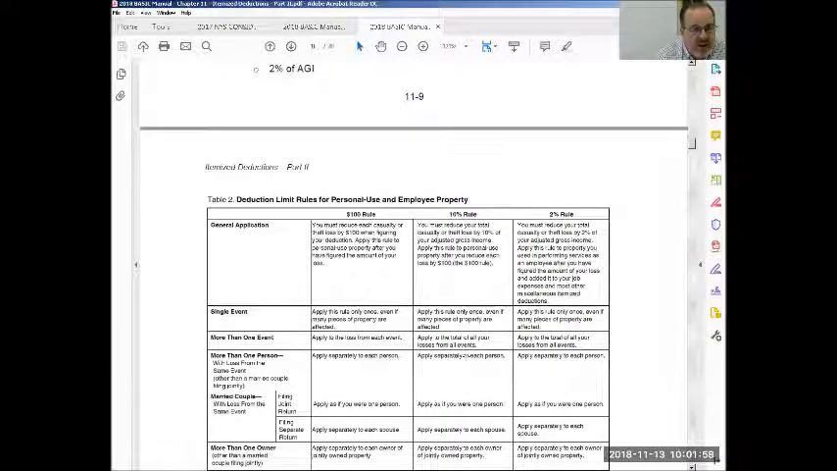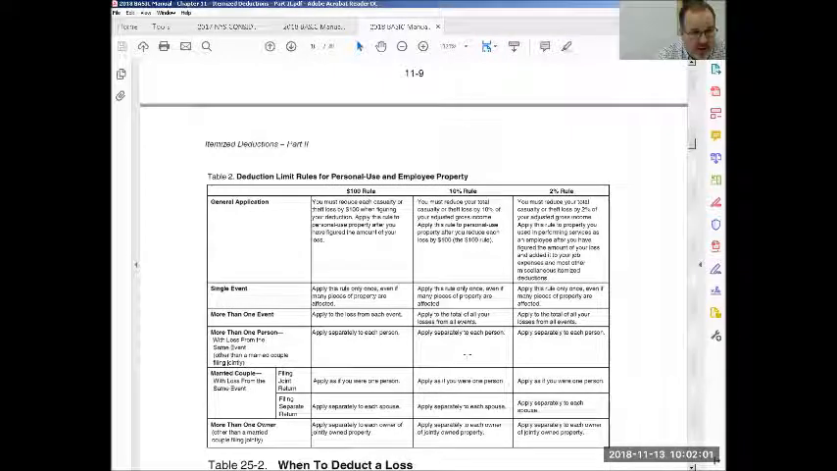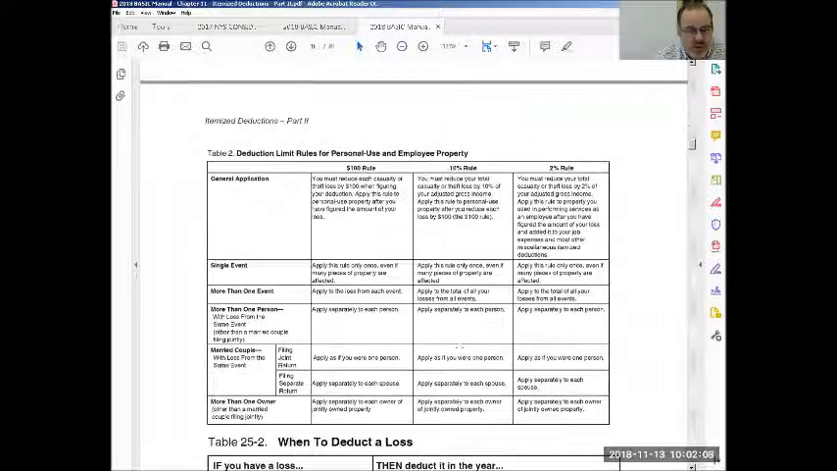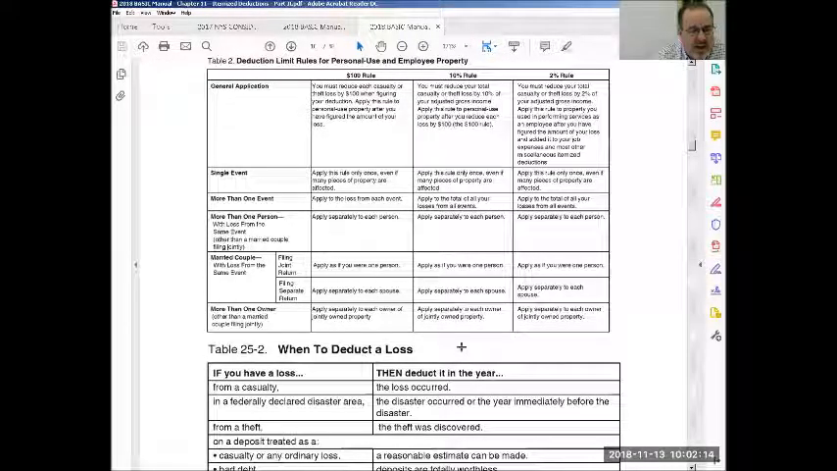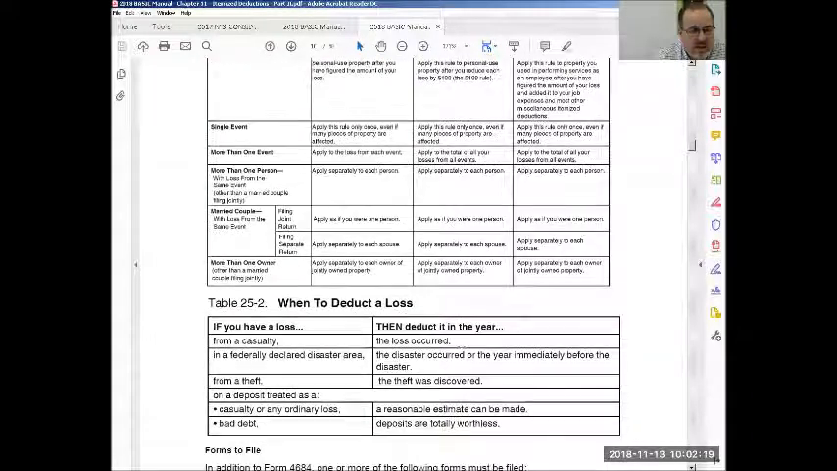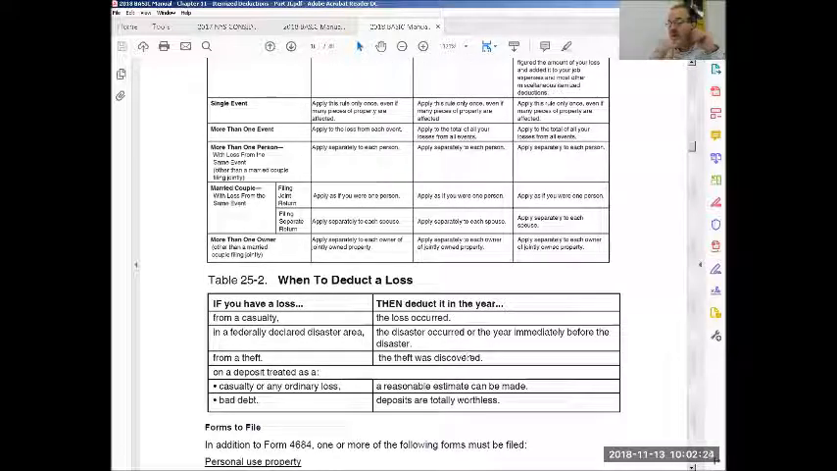And then it has a great little table at the top of 11.10 where each column goes through the $100 rule, the 10% rule, and the 2% rule as to how things are applied. And then also Table 25.2, when to deduct a loss. Again, it goes back to what we were talking about, when the loss happened and when the insurance settlement came, all of a sudden later we got income from it. Now we have to go back and adjust and correct.